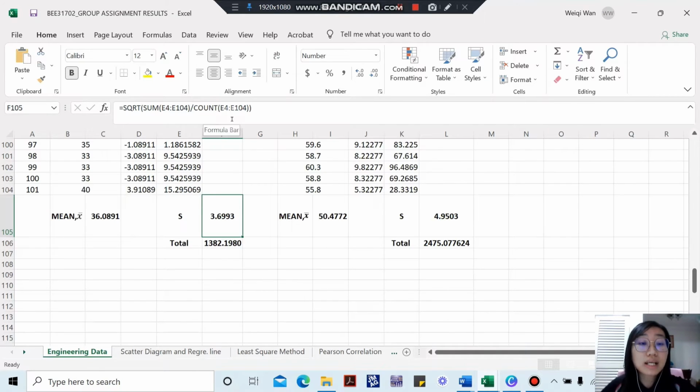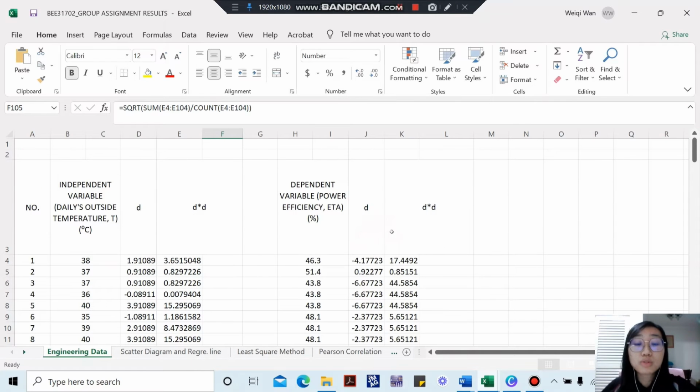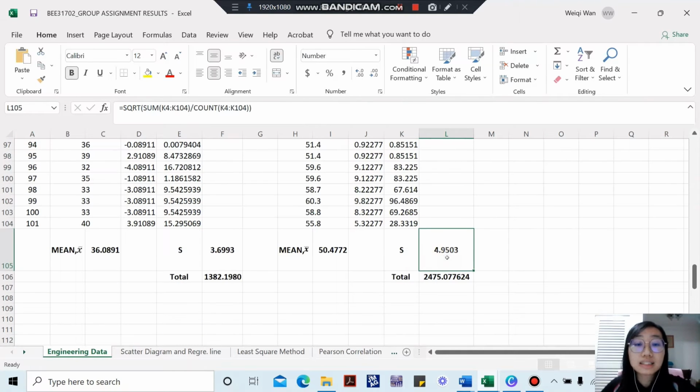And we will divide and count the E4 to E104, and we will get 3.96993 for the independent variable. The same goes for the dependent variable. We will also calculate the deviation first, and also the square of the deviation. And the standard deviation we get is 4.9503 by applying this formula.